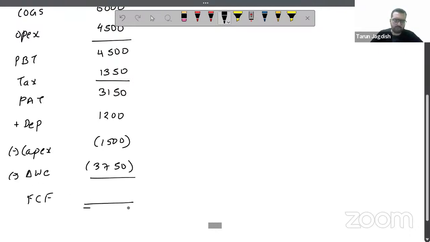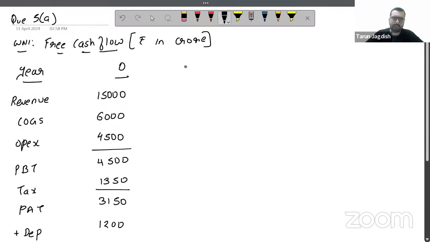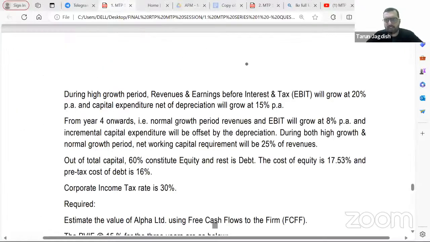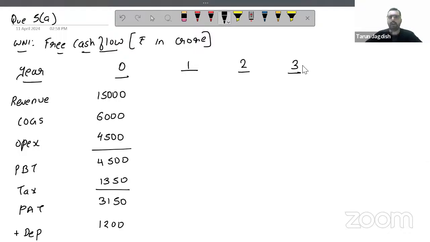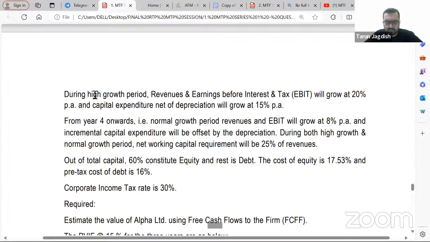This will give you the free cash flow. Friends, year 0 free cash flow is not relevant. Only from year 1 it is relevant, friends. All right. Then I have to increase this at how much percentage? I have to grow this at 20%.